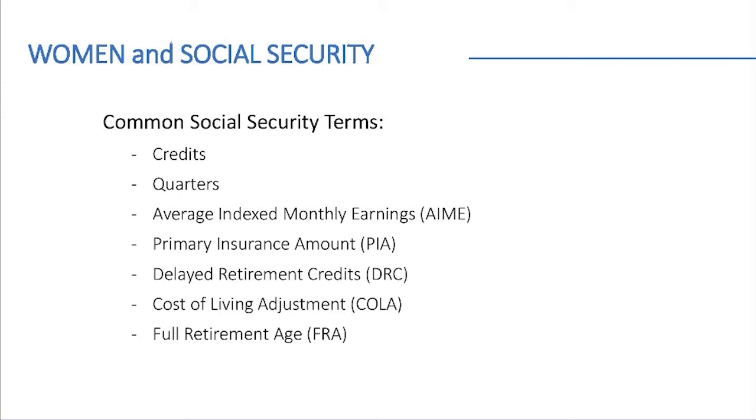So this is a list of some of the most common Social Security terms that you need to be aware of and understand. Credits, quarters, the average indexed monthly earnings, sometimes called AIME and sometimes called AMY, depending on who's saying it. Your primary insurance amount, PIA, delayed retirement credits, DRC, cost of living adjustments, COLA, and your full retirement age, FRA. Social Security and ourselves at times will use the acronyms versus saying the entire words, so you really need to be aware of what they stand for. Yeah, we're going to explore each of these terms in the next couple of slides and in the next 3 parts of this webinar series.